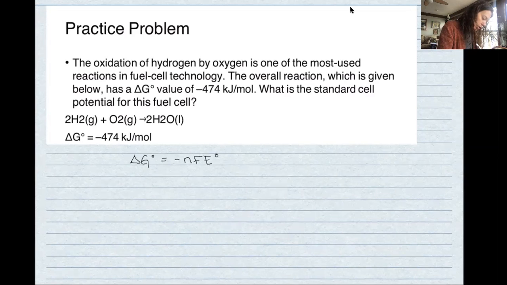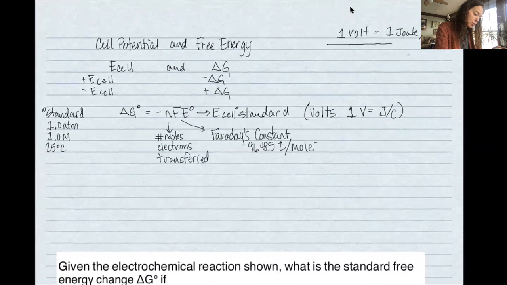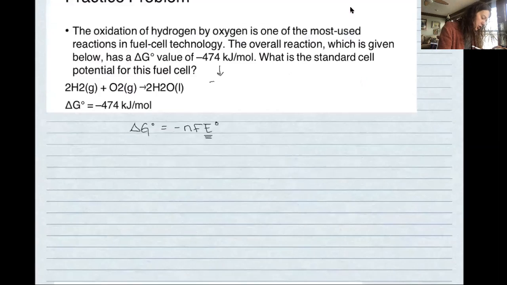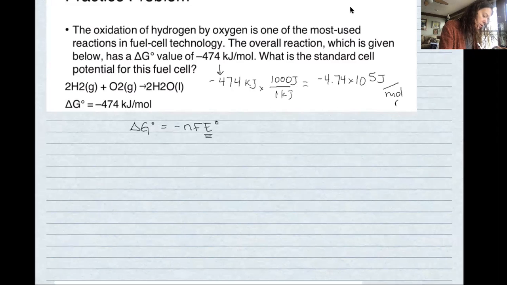All right. This is 474 kilojoules. And our E cell is typically in volts, which is a joule per coulomb. So we should probably go ahead and work with joules so that we got that. And that's going to be negative 4.74 times 10 to the 5th joules. And that is per mole of the reaction, guys.